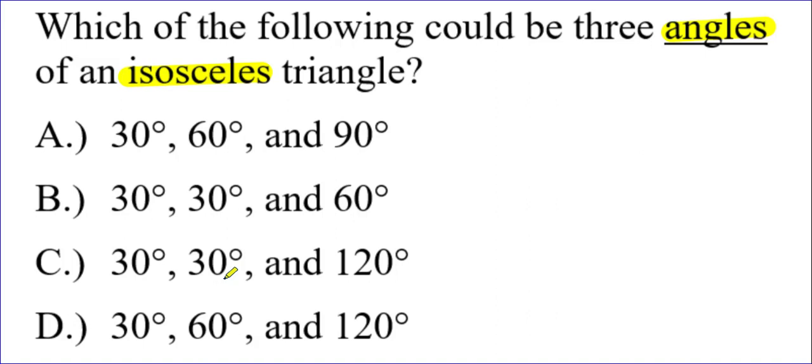However, we must remember that the sum of three angles must equal 180 degrees. And choice C is the one. 30 plus 30 is 60, plus 120 is 180. Choice C has two angles that are the same, which is required for isosceles triangles, and the sum of the three angles is 180 degrees. Now, choice B, 30 plus 30 plus 60 would be 120. That does not add up to 180 degrees, so choice B, even though it does have two congruent angles, could not be three angles of a triangle, therefore it does not work.